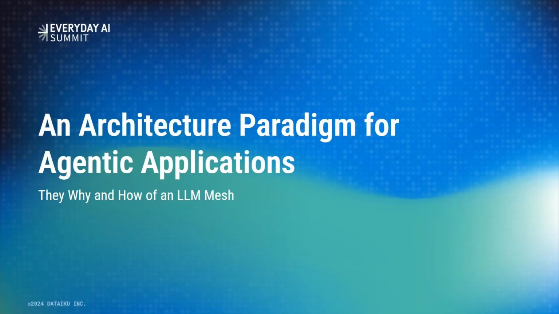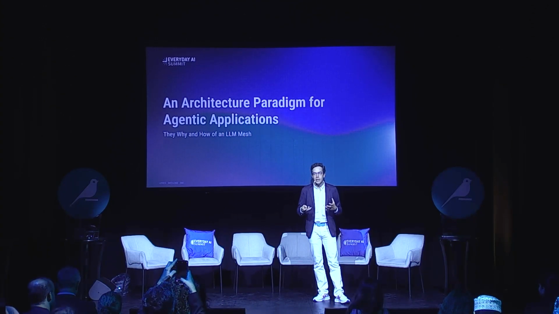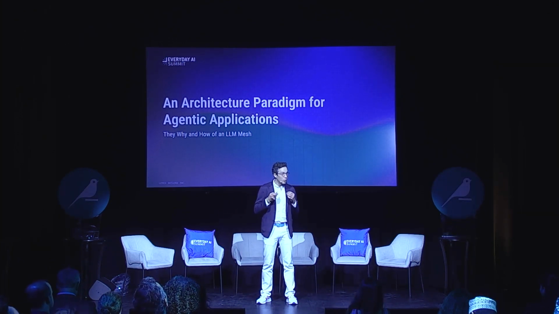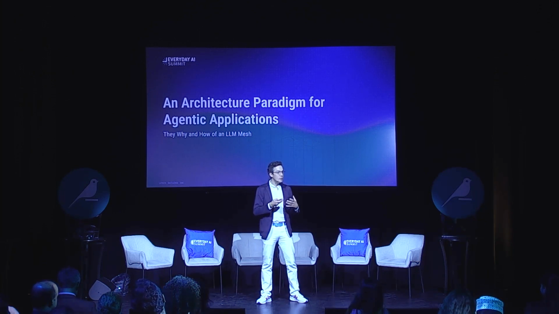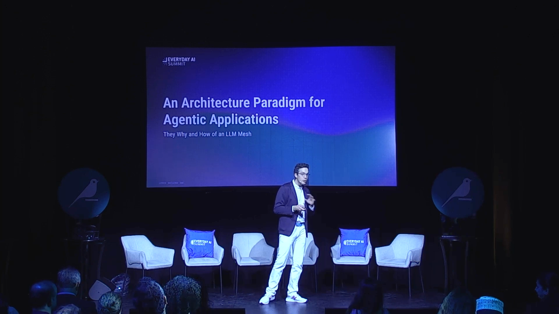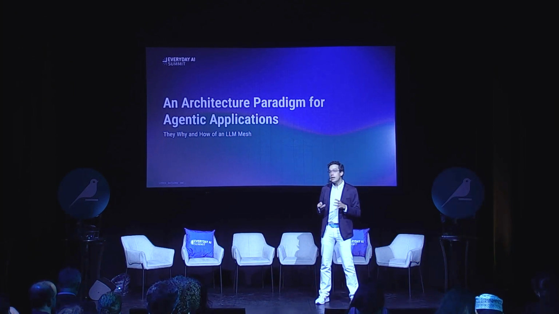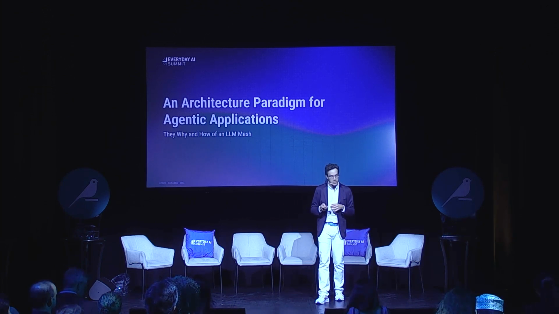We need a new architecture paradigm for building agentic applications, and spoiler alert, that architecture paradigm is going to be the LLM Mesh. And so we're going to go deep on that. We're going somewhat into the future. This is not necessarily what you're going to be doing tomorrow, but given the speed of adoption of Gen AI across so many different dimensions, I anticipate that this is something that is going to be, if not on your roadmap this year, then certainly within the next 18 months.